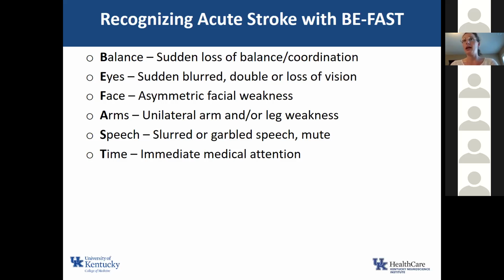So a sudden loss of balance or coordination. Eyes: suddenly they have blurred vision, or they're seeing double, or they've had loss of a part or complete vision in one eye, or maybe even two visual fields or two quadrants in both eyes. Face would be asymmetric facial weakness. Arms would be unilateral arm, but don't forget about leg weakness, so hemiparesis. Speech, whether it's slurred or just garbled. Patients describe that in many different ways, but also mute. Mute can also be an aphasia. And then time means immediate medical attention.